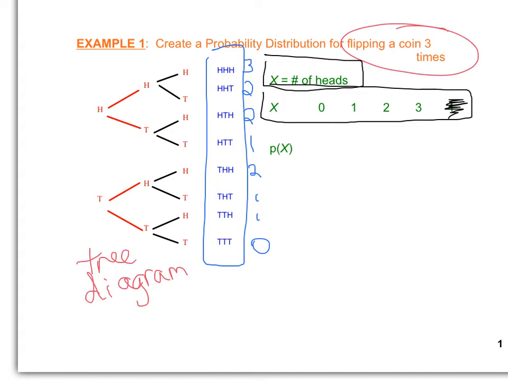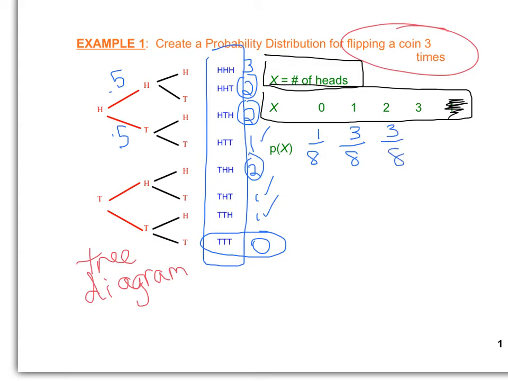And now what we can do is we can assign a probability. So since the probability of getting heads and tails is even, we know that the likelihood of getting 0 heads is going to be 1 out of 8, because there's 8 possible outcomes, and this is the only way to get 0 heads on 3 flips. The probability or likelihood of getting 1 is going to be 1, 2, 3 out of 8. The probability of getting 2 heads will be 1, 2, 3 out of 8.